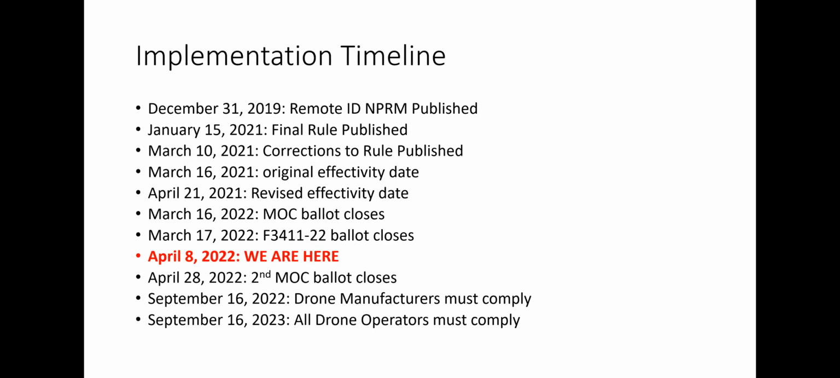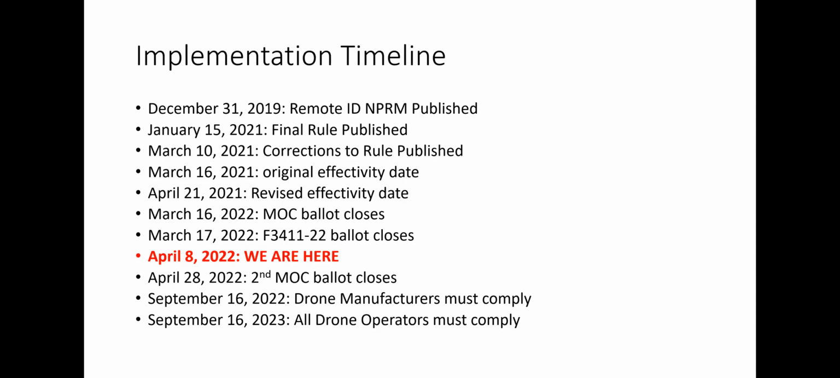Just a quick implementation timeline. At the end of 2019, the remote ID NPRM went out in the Federal Register. There's a comment period. On January 15th, they published the final rule in the Federal Register, and then some corrections were published. There's a revised effectivity date.